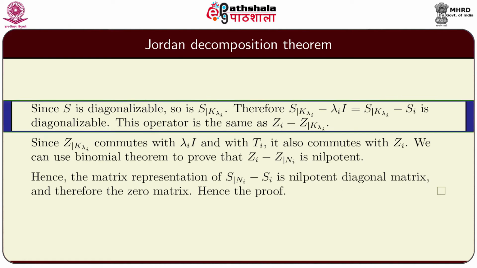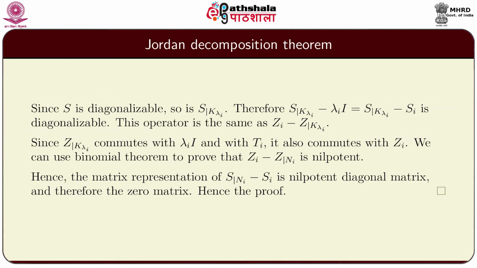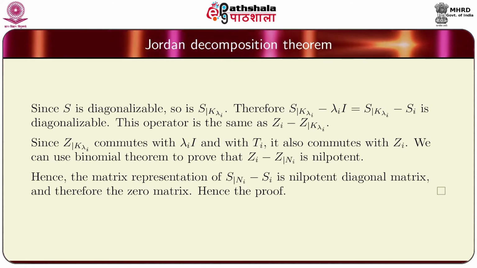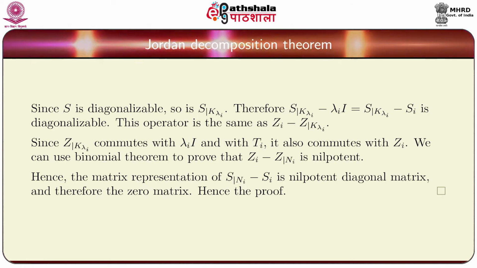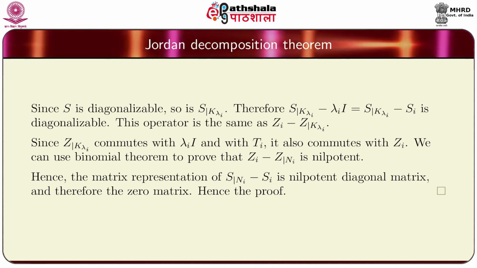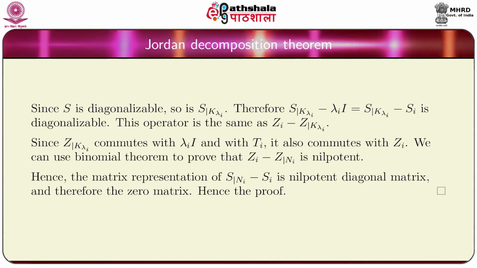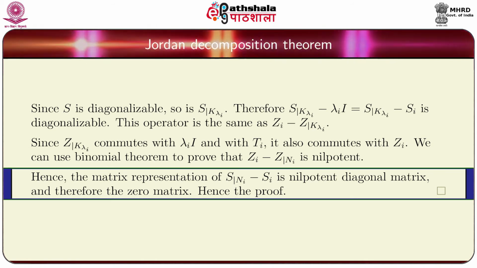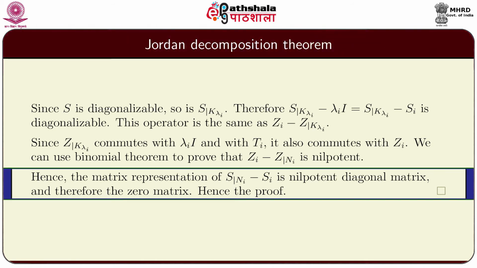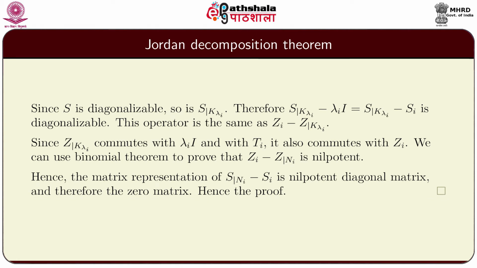Since S is diagonalizable, so is S restricted to K_λi, and therefore S restricted to K_λi minus λi I, which is S restricted to K_λi minus Si, is also diagonalizable, and this operator is the same as Zi minus Z restricted to K_λi. Since Z restricted to K_λi commutes with λi I and with Ti, it also commutes with Zi, and we can use the binomial theorem to prove that Zi minus Z restricted to K_λi is nilpotent. Hence, the matrix representation of S restricted to K_λi minus Si is a nilpotent diagonal matrix, and therefore the zero matrix, hence the proof.